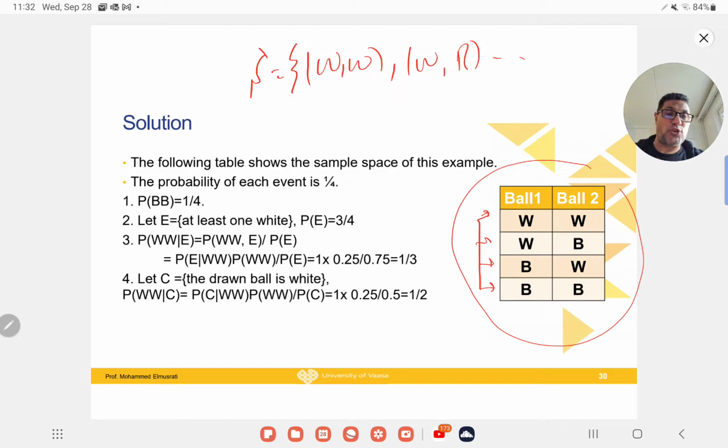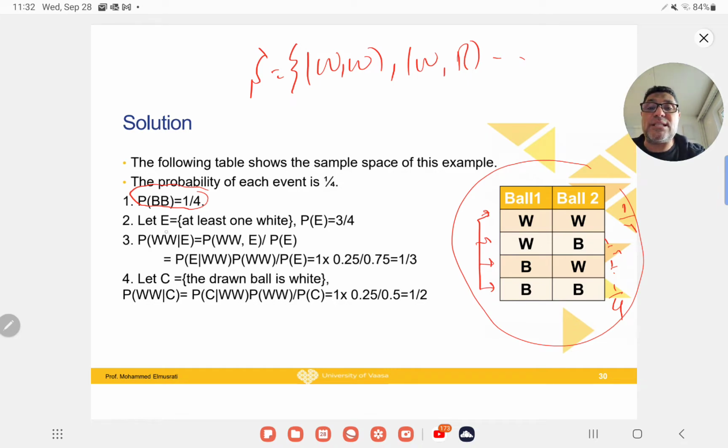We have maximum uncertainty about them, equally likely, so the probability of each will be 1 over 4, 1 over 4, 1 over 4, 1 over 4, because the summation must be 1. Now, the first question was asking, what is the probability that both are black? Then, of course, it will be simply 1 over 4. What is the probability that both are white? It will be simply 1 over 4.